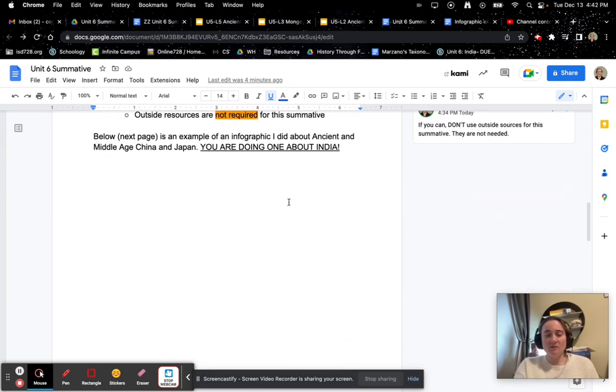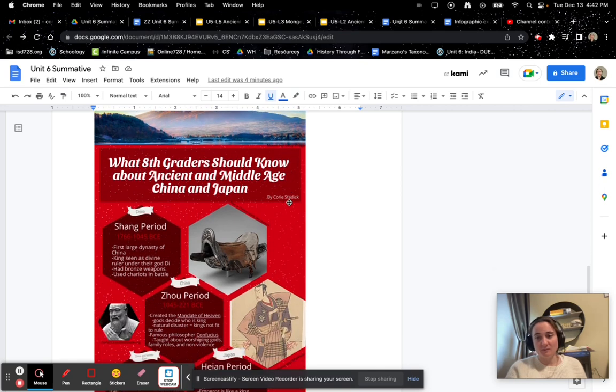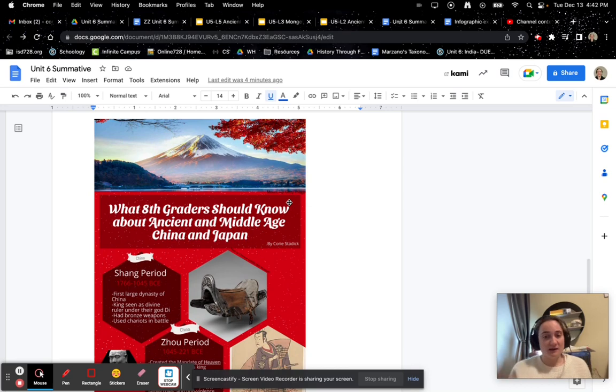All right, so below I have an infographic that I did about ancient and Middle Age China and Japan. Again, you're doing yours about India. I just didn't want to do one about India and then y'all just copy from me because that would make me cry. So you can see here in my infographic, again, an infographic is a piece of art. It can look many, many different ways. This is just the way I did mine. Yours can look really different than this.